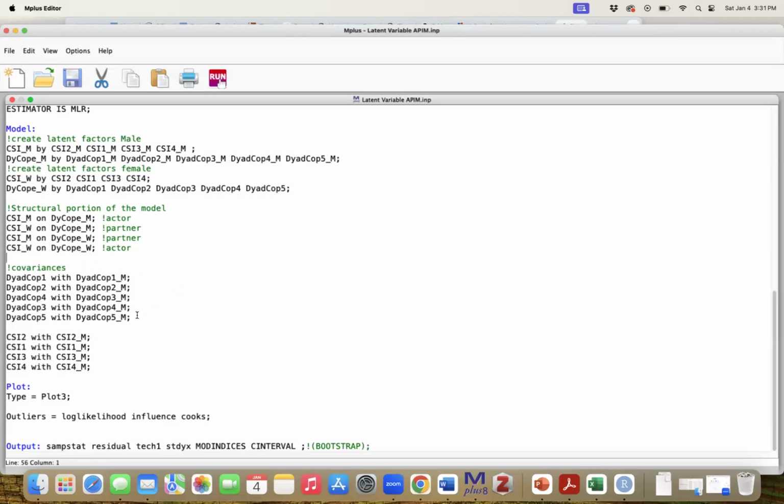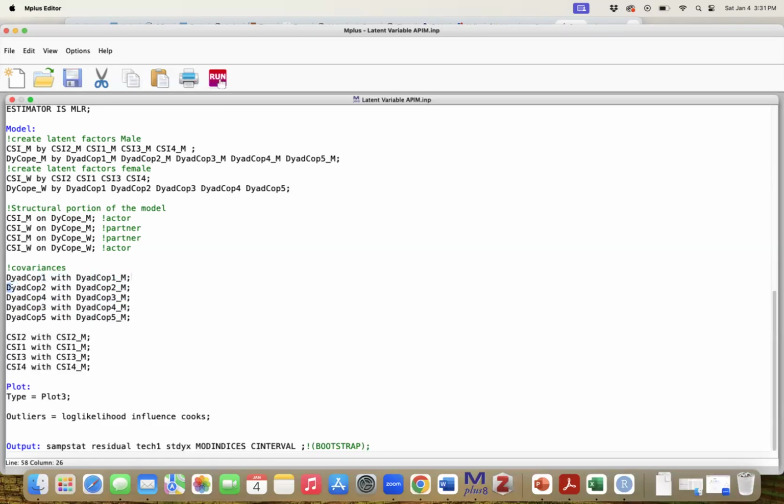All right, next, in dyadic data, when we are using latent variables, we want to correlate those residuals. So what that means is dyadic coping for women, that first item is going to correlate with that first item of dyadic coping for men. Because there might be a common cause or a common influence on why or how men and women respond similarly or perhaps differently to that item. And we want to account for that in our model.